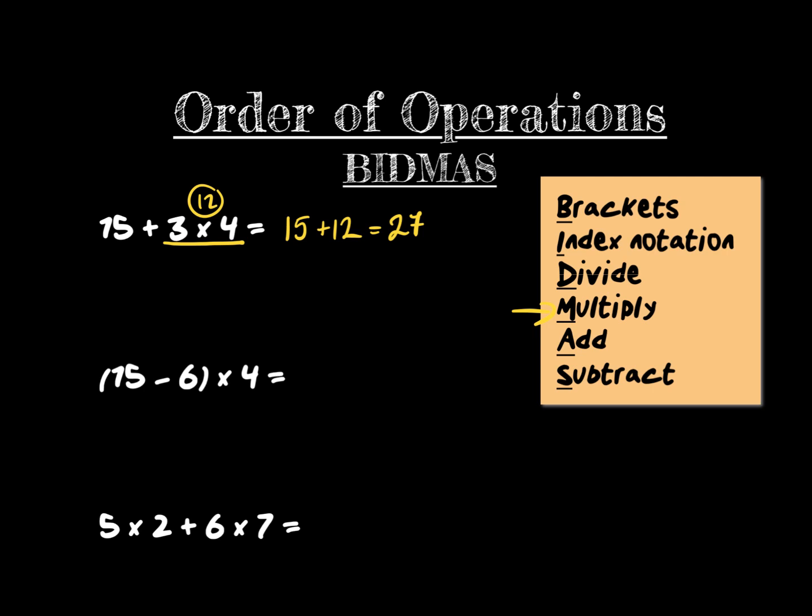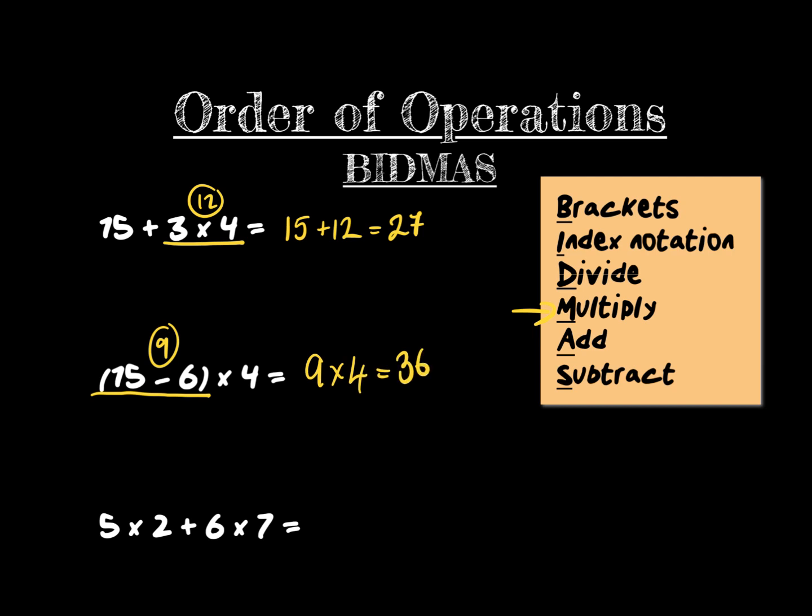Let's look at our next example. So in our next example, we've got some brackets, so we must do what's in the brackets first. So in this case, we're going to do 15 take away 6 first. And 15 take away 6 is 9. So that is a value of 9. So we're now going to do 9 times by 4, because we're doing the multiply last. And 9 times by 4 is 36.